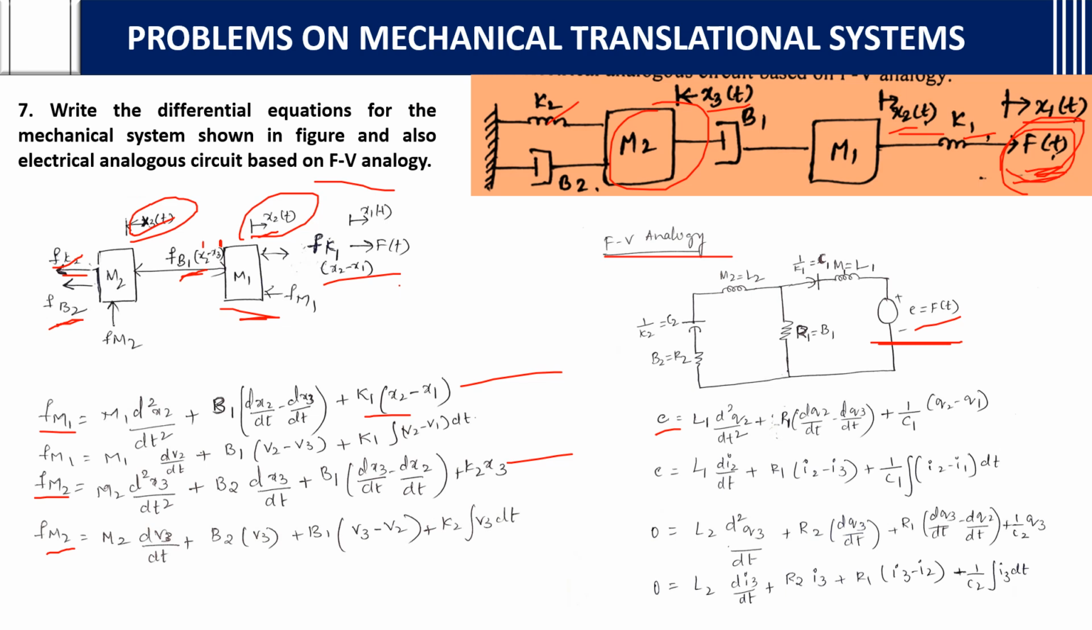Then for voltage, the elements should be in series. So the first element is m1, so m1 equals L1. Then you have the capacitor. Why? Because this m1 is connected with K1, which is nothing but the capacitor: 1 by C1 is equal to K1, or 1 by K1 is equal to C1, you can mention.